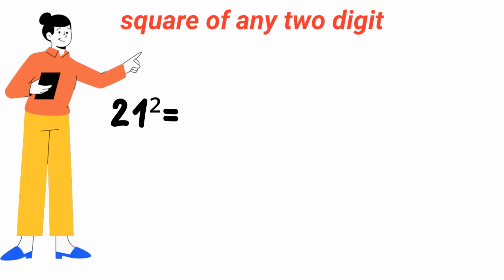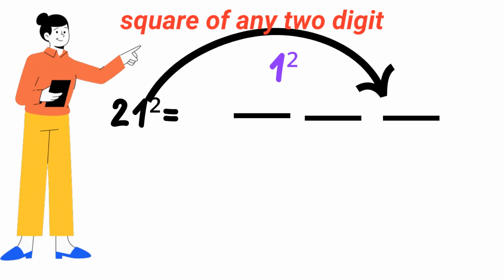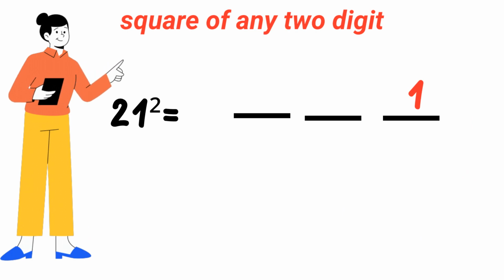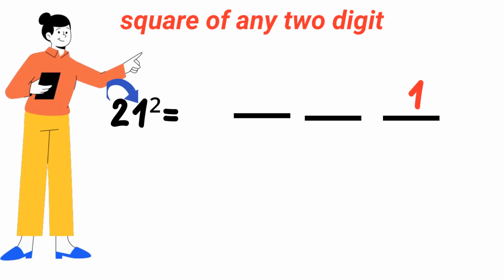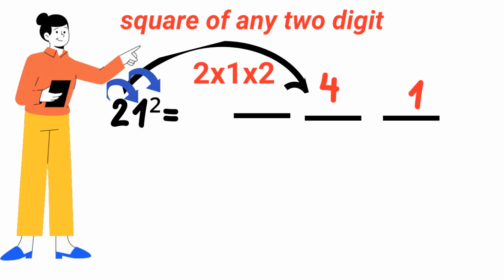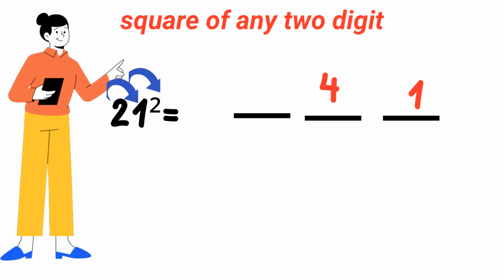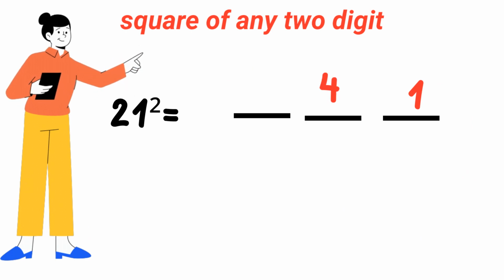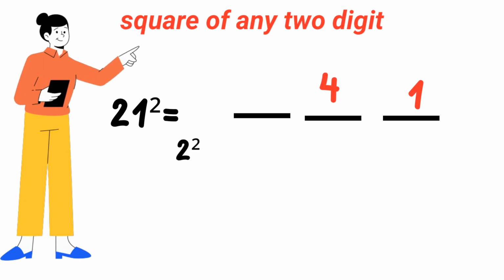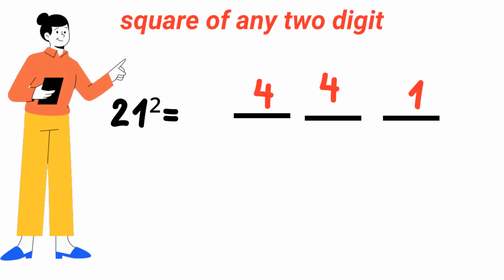Here, the last number, just square it. So 1 squared is 1. That is the last part of our answer. The second number of the answer we will get by multiplying the digits, 2 and 1, then multiplying by 2. So we'll get 4. The first number 4 we will get by squaring the first number.